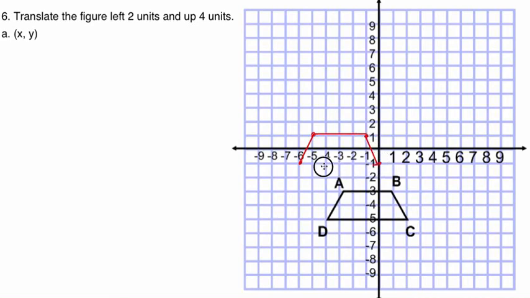And there's our new trapezoid. It's a type of quadrilateral where we have one set of parallel sides. This side is parallel to this side, and that's the little mark we use in geometry. That means parallel. Okay, what's our rule? Well, we went to the left, so that's minus 2. And then we went up, so that's plus 4.